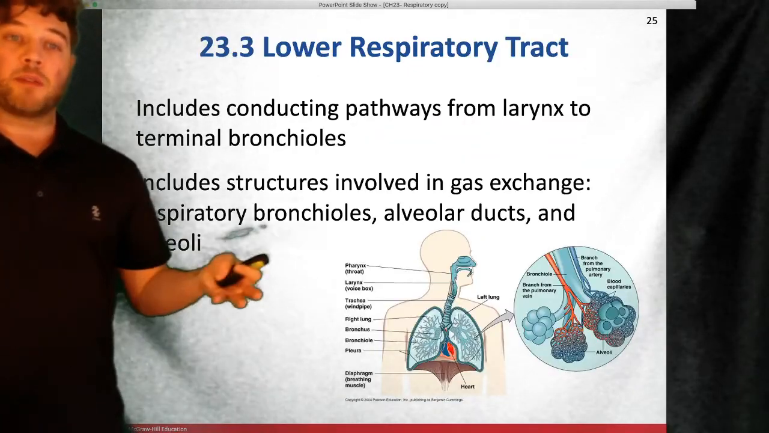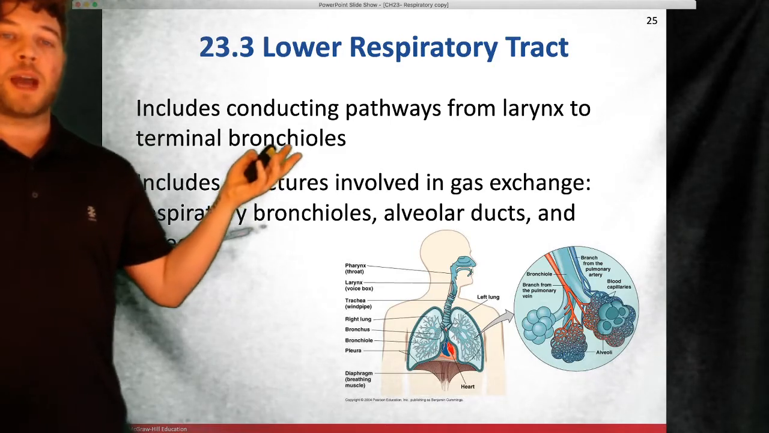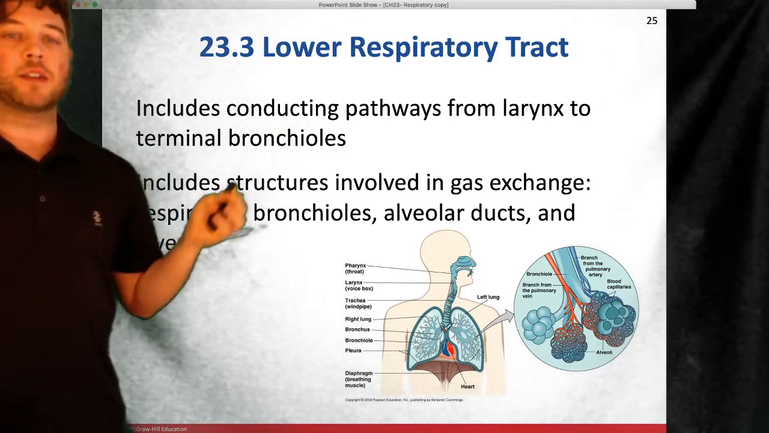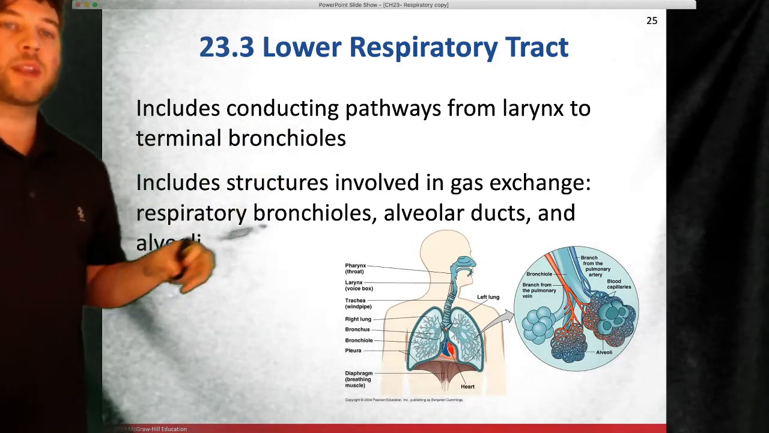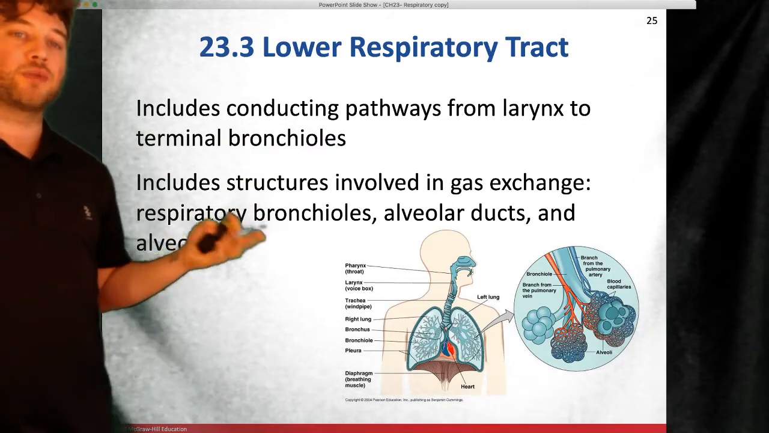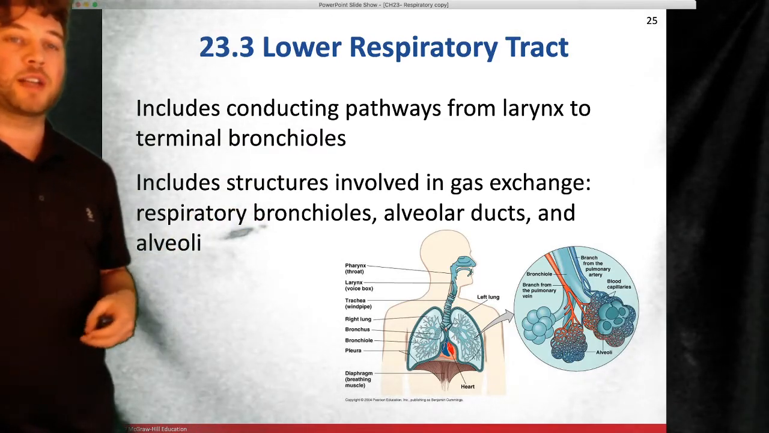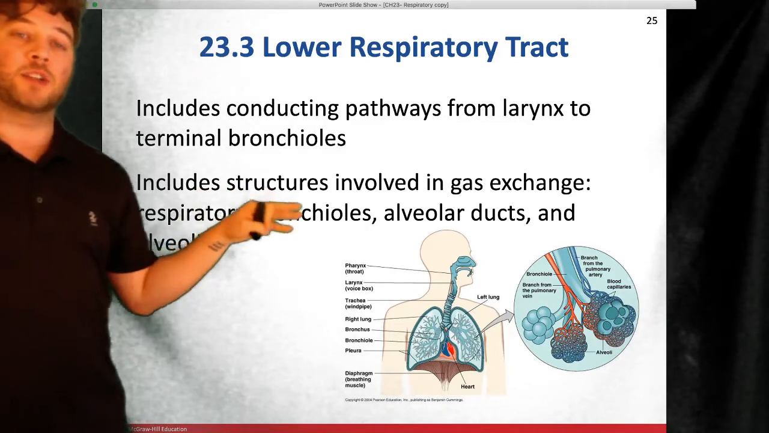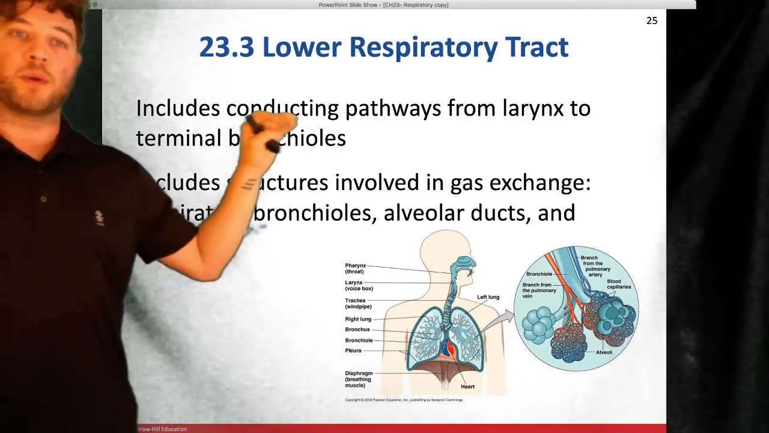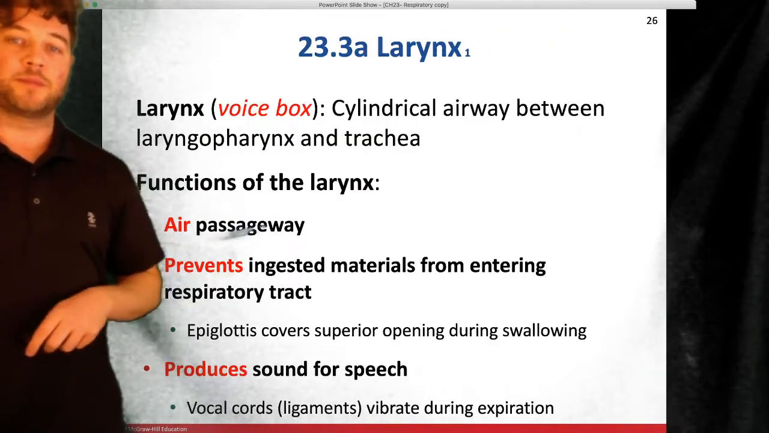Okay, moving into the lower respiratory tract now. So this includes conducting pathways, from the larynx to the terminal bronchioles. It also includes the structures involved in gas exchange: respiratory bronchioles, alveolar ducts, and alveoli. So the lower respiratory tract does include your respiratory structures, but we still are starting with conducting structures.